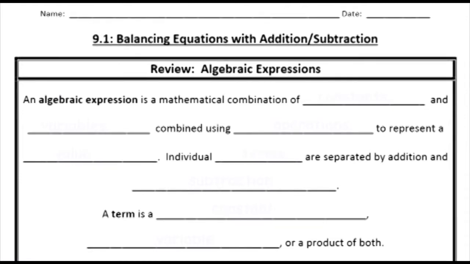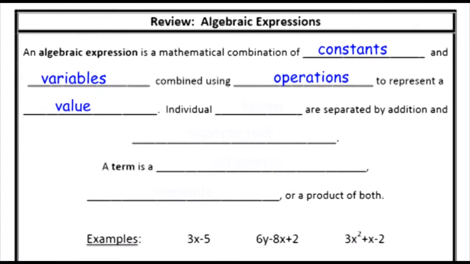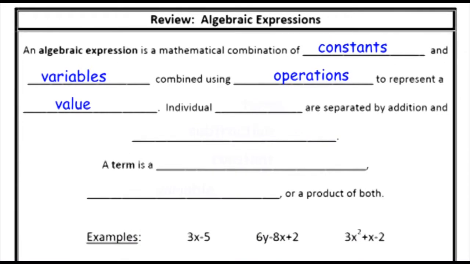Algebraic expressions are mathematical combinations of constants and variables combined using operations like addition, subtraction, multiplication, division to represent a value. We have some examples down here below of algebraic expressions: 3x minus 5, 6y minus 8x plus 2, 3x squared plus x minus 2.